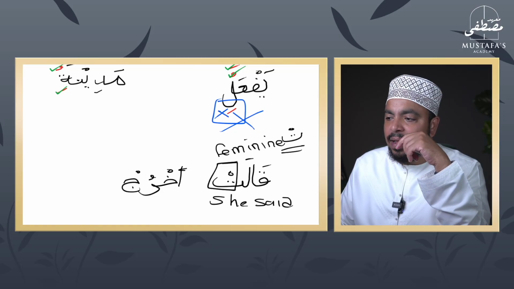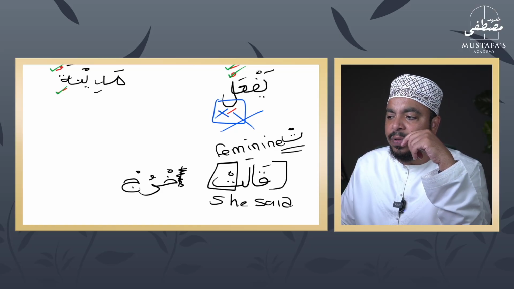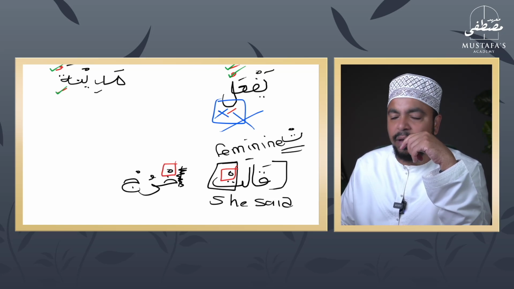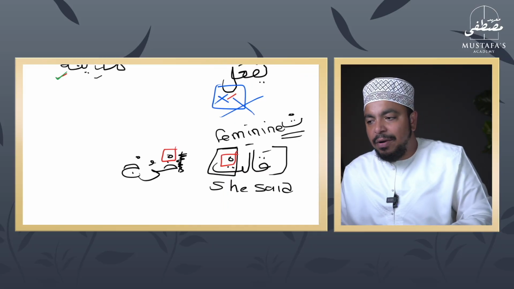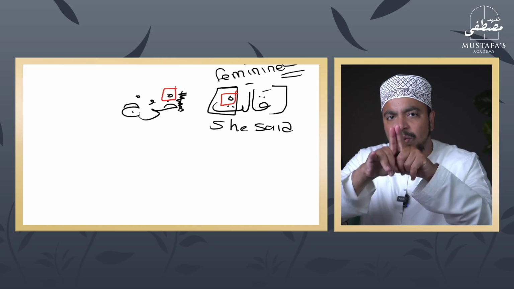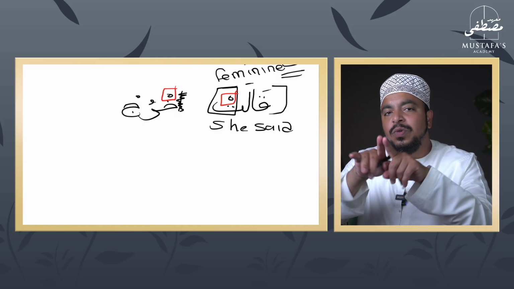Ukhruj. Now this alif is not pronounced when it is combined as two words. So what happens is there's a sukun here and then there's a sukun here, which is known in Arabic as iltiqa' as-sakinayn, the meeting of two sukuns, the colliding of two sukuns. What do you do in this case?